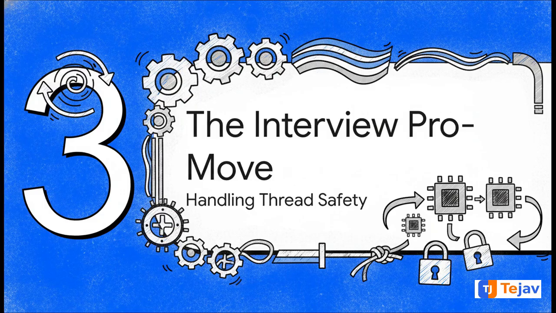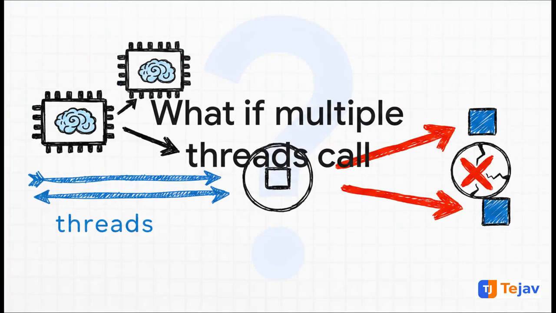Now, that basic implementation is great, but it has a hidden weakness in modern apps. If you want to go from giving a good interview answer to an outstanding one, you've got to talk about thread safety. This is the pro move. Think about it. What happens if two different threads in your program call getInstance at the exact same microsecond? Uh-oh. They might both check if the instance exists, both see that it's null, and then both try to create a new one. All of a sudden, you've got two instances, and your whole singleton pattern is broken.